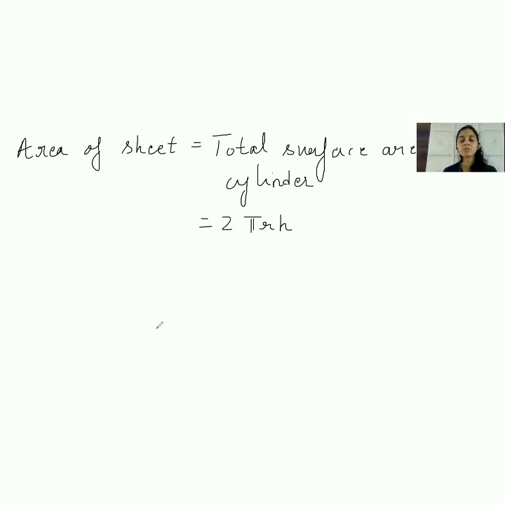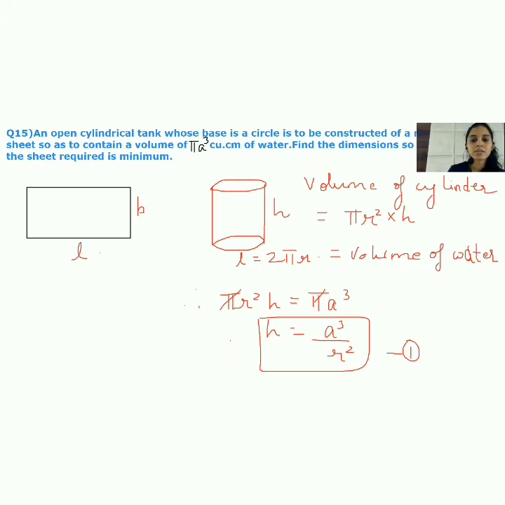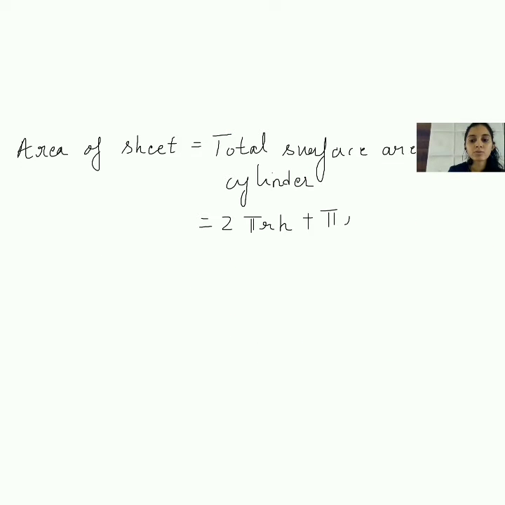Sorry, not base area. 2 pi r h is your circular area, that is curved surface area. Curved surface area plus your base area, that is pi r square. This is your total surface area. Now this area of sheet will be same as total surface area of cylinder.